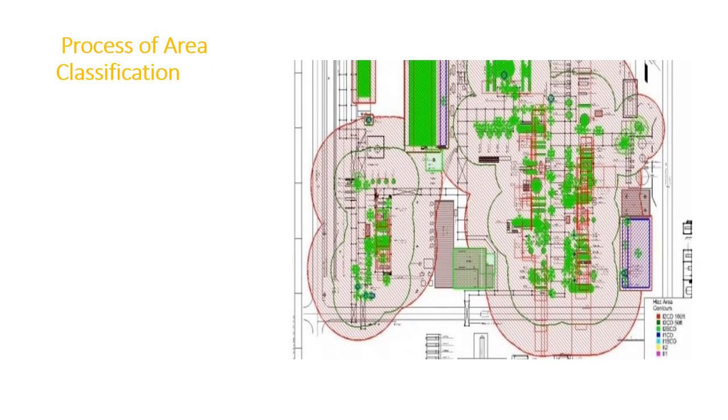Now, as you can see on the right side, there is a drawing. It shows different units of a petrochemical or refinery unit, and by different markings we show which area is of a particular zone or particular class, and this gives you an idea of which material or which equipment we need to select, which kind of protection we need to use for that particular area.